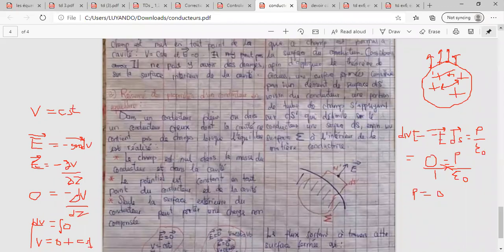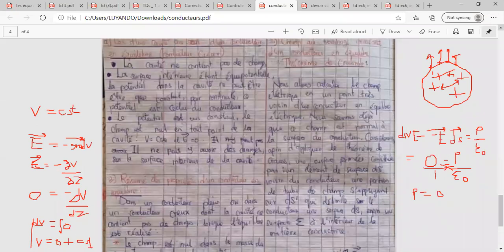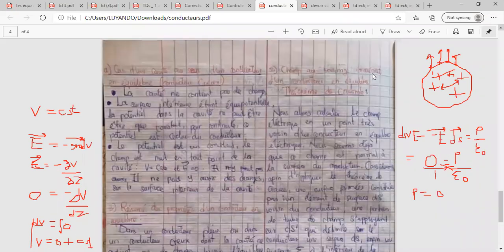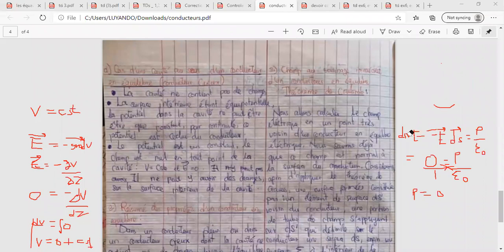So the next part is talking about the field in the immediate vicinity of a conductor in equilibrium, the Coulomb theorem. Now we're going to be talking about what happens if you are told to calculate the field that is outside of the conductor, at a point outside of the conductor. This one will need a little explaining. So I'm talking about the field close to a conductor in equilibrium.